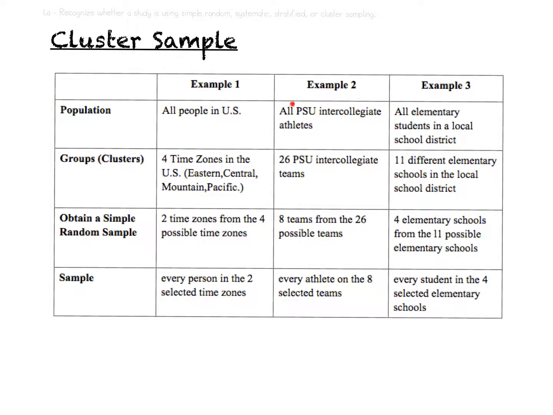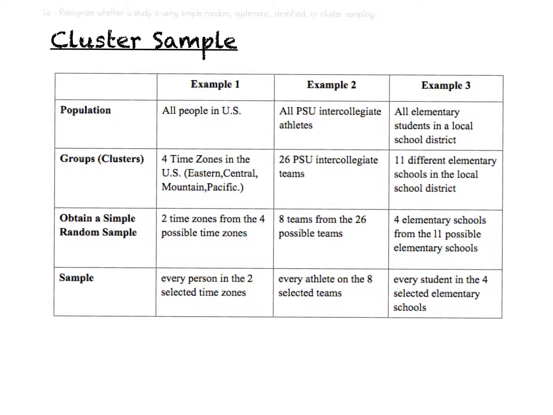Another example: all PSU, Portland State, intercollegiate athletes, so all of the student athletes at that university. I'm going to divide them into clusters by team. That's an easy way, since they're already divided into naturally occurring groups. I do a simple random sample and choose 8 teams, so each team has an equal chance of being selected. Then from those 8 teams, I survey every single athlete on that team. So I'm choosing the cluster by a simple random sample, but then everybody within that cluster is selected.